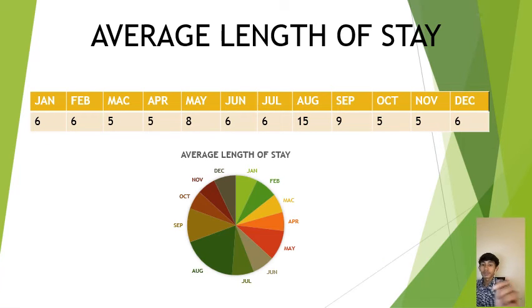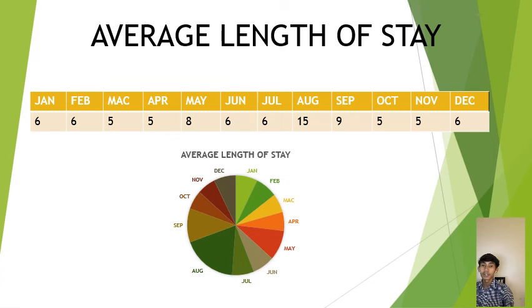For average length of stay, what is the meaning of average length of stay? Average length of stay refers to the average of days that patients spend in hospital. So you can see at the chart, for January, average length of stay for January is 6 days.